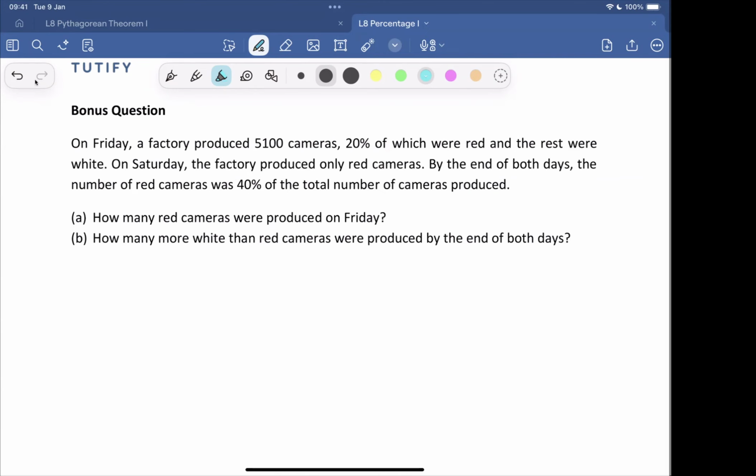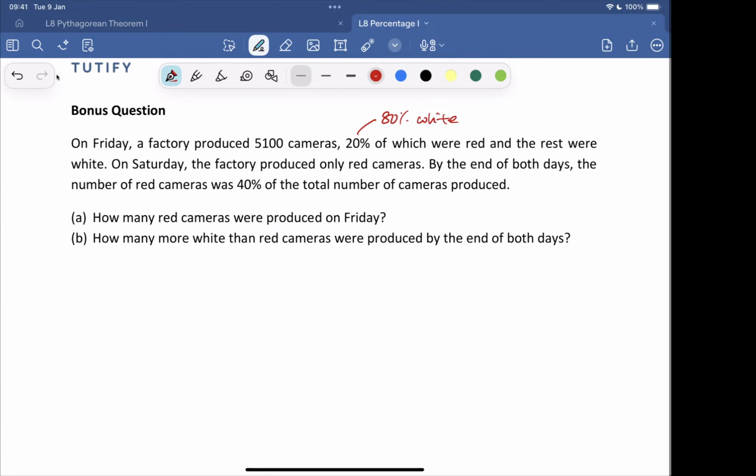So, they say that at a factory, you produce 5,100 cameras, 20% are red. So how many percent are white? Can you tell me how many percent are white? If 20% is red, Ying Ying, you must unmute yourself. Hi, Ying Ying, unmute yourself first. 80% are white. Correct. Very good.